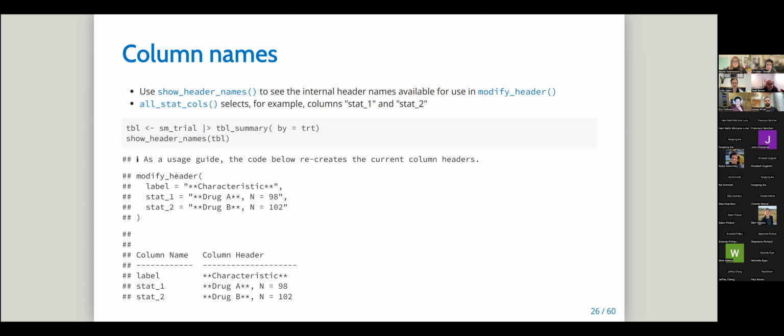And this is exactly what you'll see in what they'll say as a usage guide, the code below recreates the current column header. So we can see that the column that is labeled characteristic is called label. The column that was originally labeled drug A N equals 98 is called stat_1. And the column that was originally labeled drug B N equals 102 was called stat_2. And so that's how I knew over here to update stat_1 and stat_2 to get those different column headers.